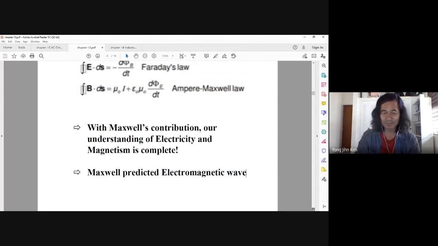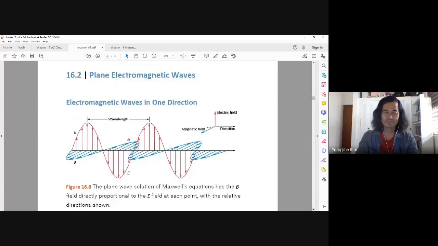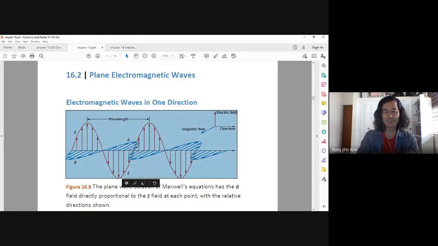Okay, now let me look at the electromagnetic wave. A plane electromagnetic wave. Let me have one electromagnetic wave moving in the x direction. Then we have the electric field oscillating in this direction, and the magnetic field oscillating in the perpendicular direction, and they are propagating along this axis. Let's say this is the x-axis, this is the y-axis, and this is the z-axis.